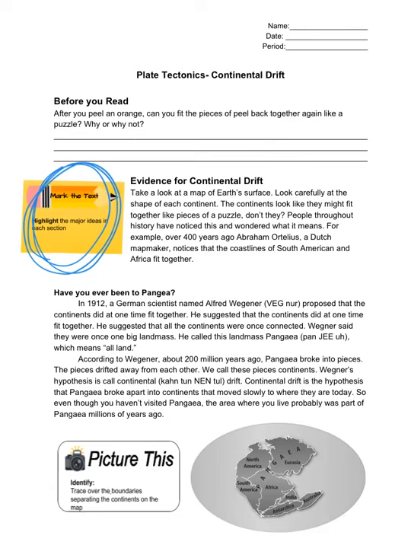Remember, boundaries are like, let's say you have two pieces of paper. That's a boundary where they touch. So trace, I'll give you an example. Here's a boundary between North America and Eurasia. So trace some of the other boundaries that you see.